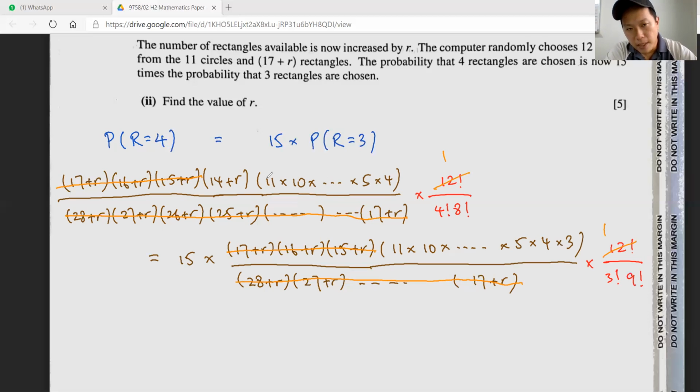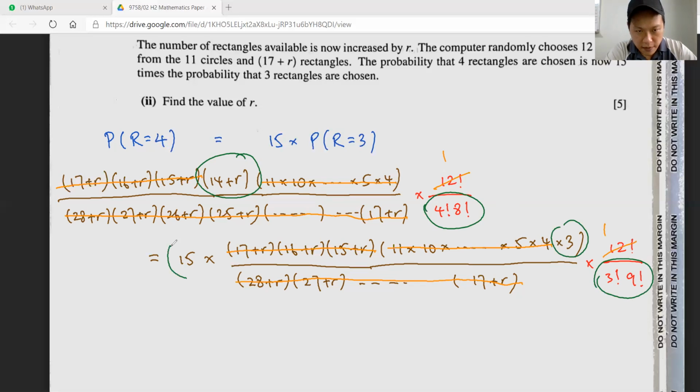And then look at the numbers: 11 times 10 times all the way to 5 times 4. Same for here. So now you cancel away all these things, right? I'm just going to circle the survivors in green color. So this guy survived. Congratulations. This guy survived. This guy survived. And not forgetting the 15, which is given by the question. Very good. Not a lot of survivors.